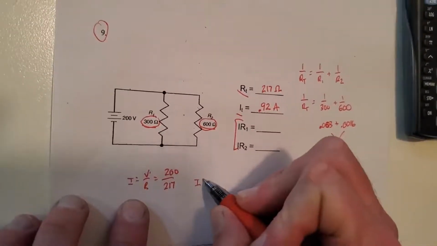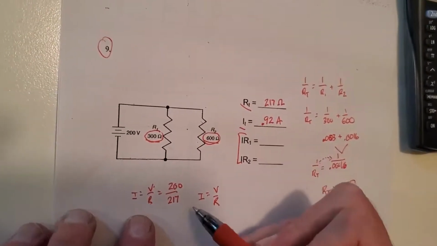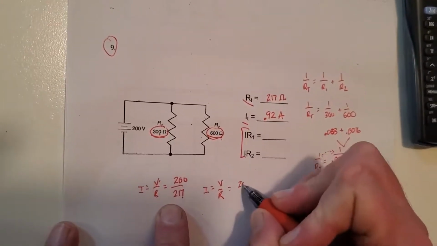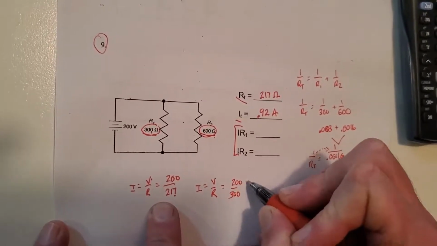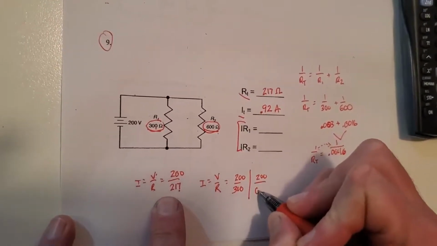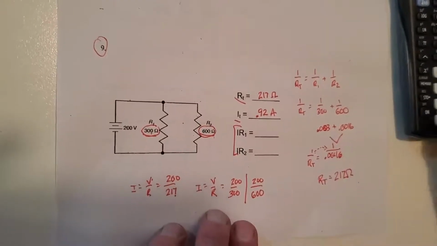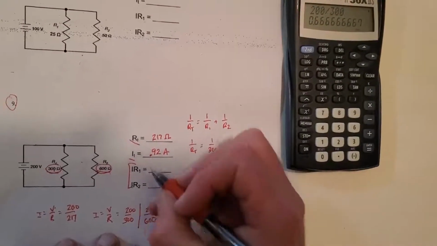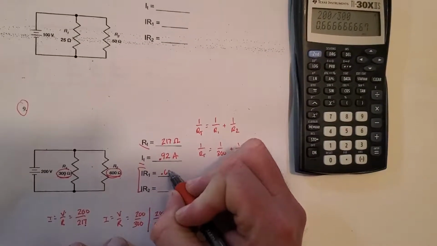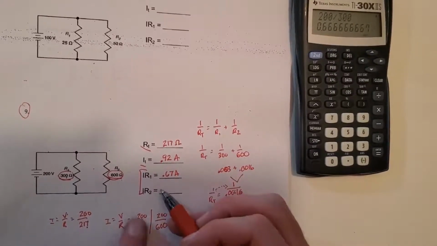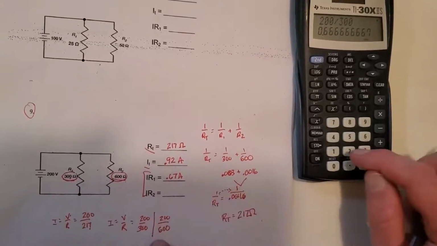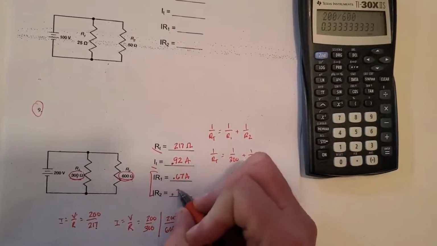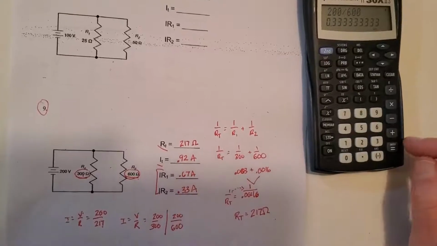Now, to find the two individual currents in each one of these resistor branches, we're using the same formula. I is V divided by R, except our R is not going to be RT this time. It's going to be each individual resistor. So it's going to be 200 divided by 300 and 200 divided by 600. So let's do 200 divided by 300, which is resistor 1. And we get 0.6, we'll make that 0.67 amps. And R2 is 600, so 200 divided by 600 gives us 0.33 amps.